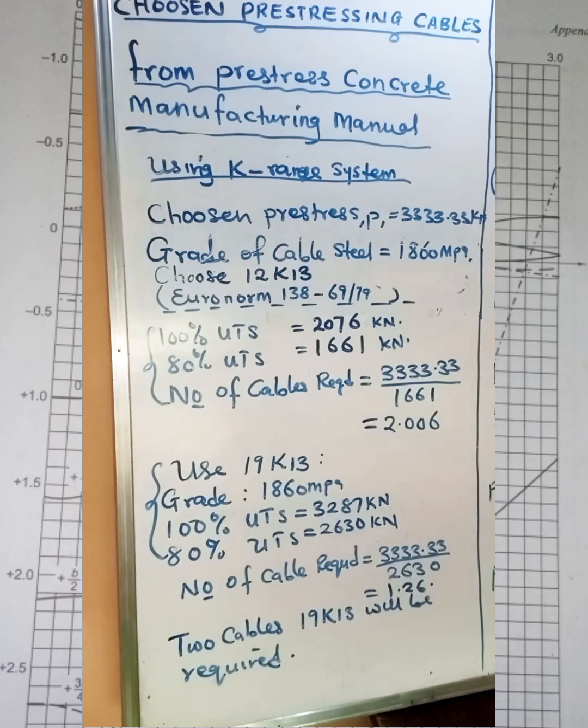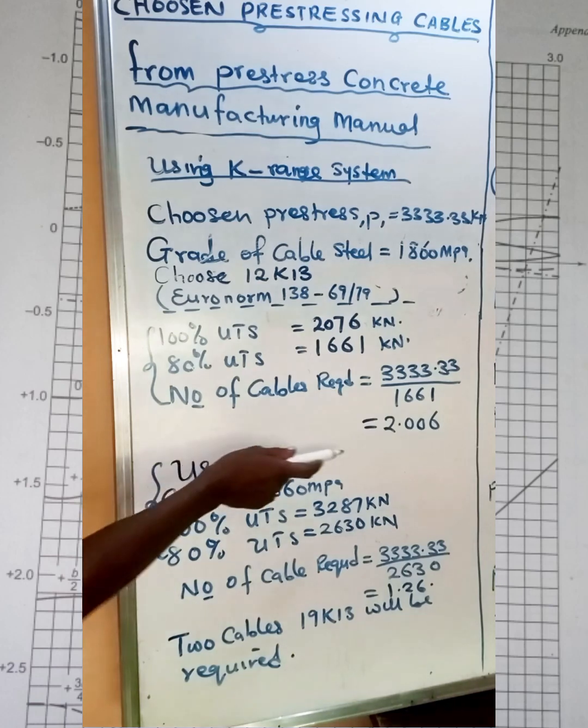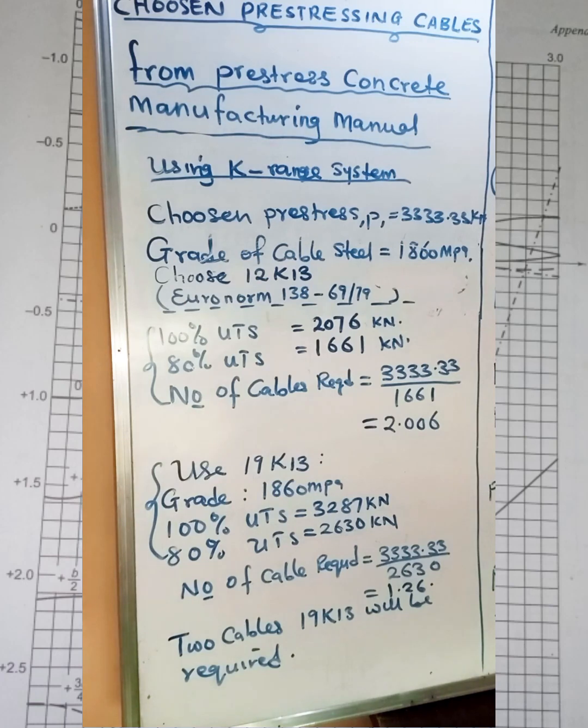Okay, so based on that, we have our chosen pre-stressing force, having added losses to it, to be 3,333.3 kilonewtons. So we're going to divide it by the value for 80% tensile stress. We're going to have our number of cables to be 2. So we have 2 cables with just 2 points of fractions. But we're going to look at it for us to be in a more safer position.